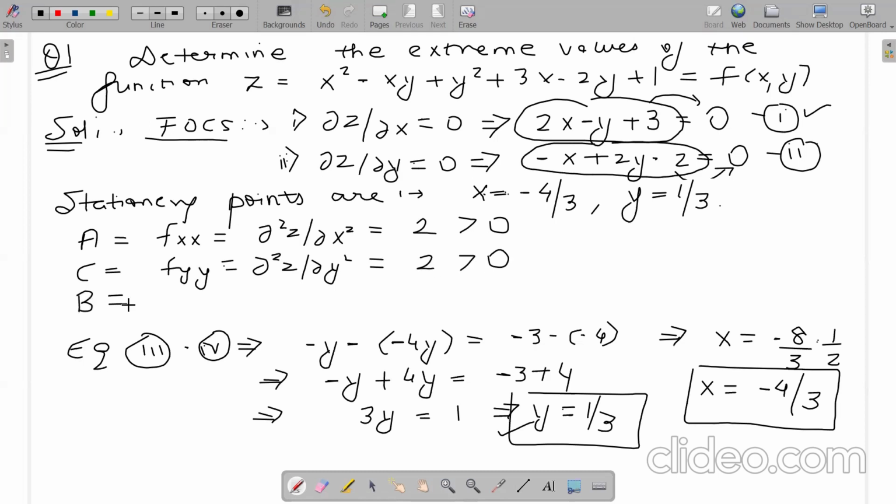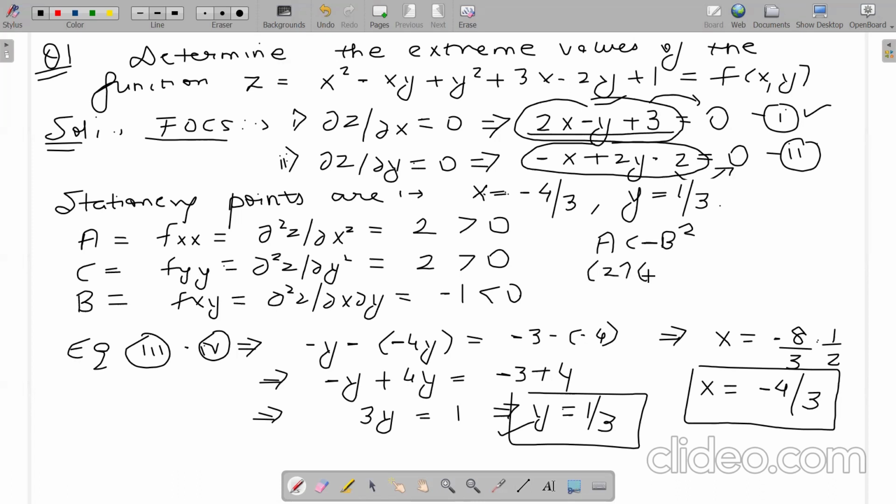And B is nothing but fxy, which is del square z by del x del y. That means del z by del x, I differentiate with respect to y. The derivative of 2x minus y plus 3 with respect to y partially is just minus 1, which is negative. Let's find AC minus B square. So A is 2, C is 2, B is minus 1 squared up. So it's 4 minus 1, which is 3, which is positive.